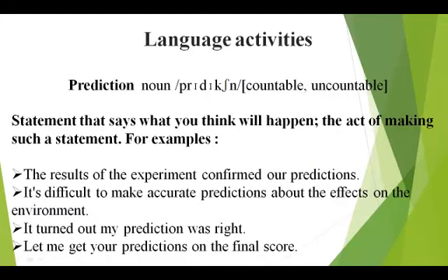Language activities. The word prediction, as a countable noun and an uncountable noun, means a statement that says what you think will happen, or the act of making such a statement. For example, the results of the experiment confirmed our predictions. It's difficult to make accurate predictions about the effects on the environment.